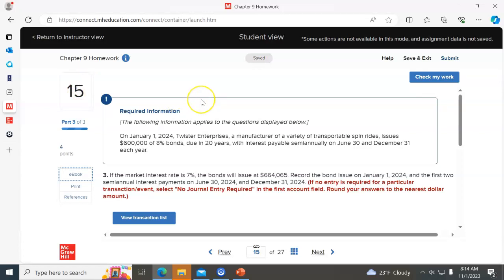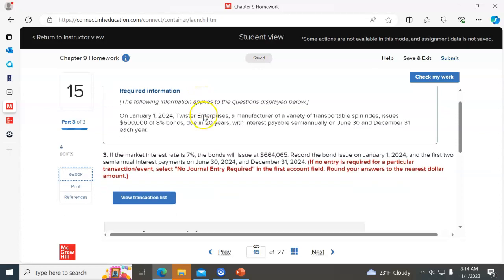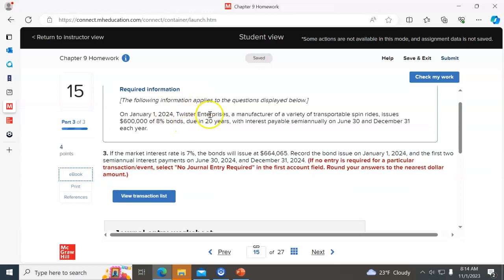The following information applies to the questions below. Twister Enterprises, a manufacturer of a variety of transportable spin rides, issues $600,000 of 8% bonds due in 20 years, with interest payable semi-annually on June 30th and December 31st. Let's just try to break this apart. What is that 8% called? The stated rate, right?